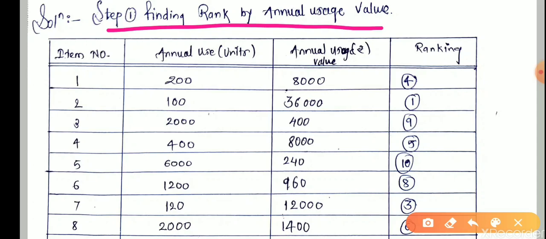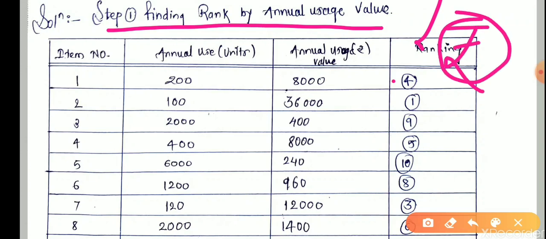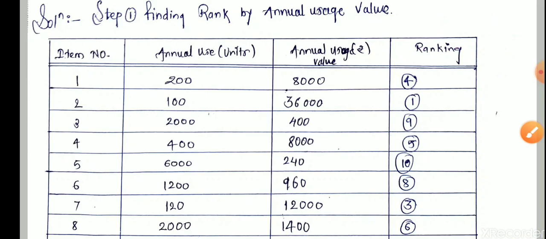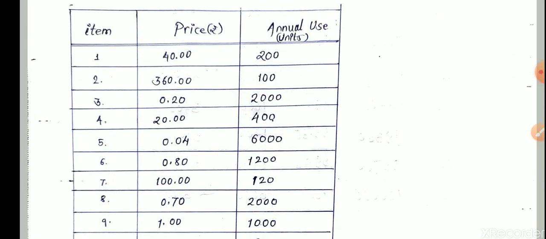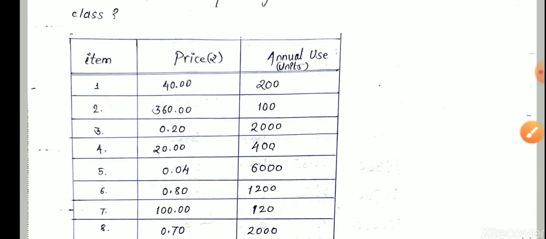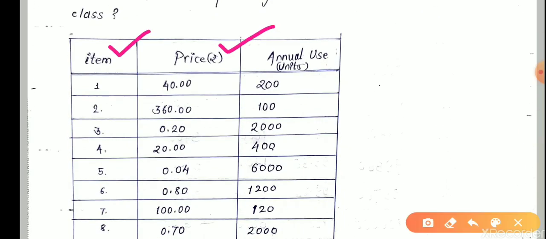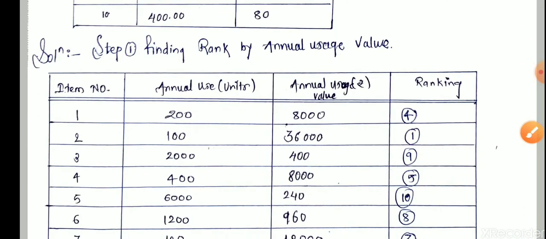Where the term value comes, it is always about rupees. Keep that in mind. Item number, price and annual usage are written as per the given question in the table below. Whether item number, annual usage or price is written or not, it's okay.